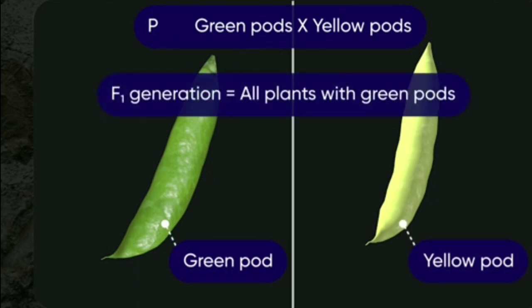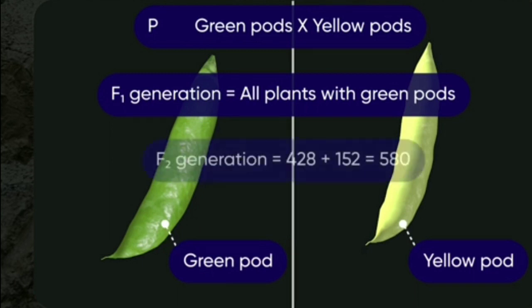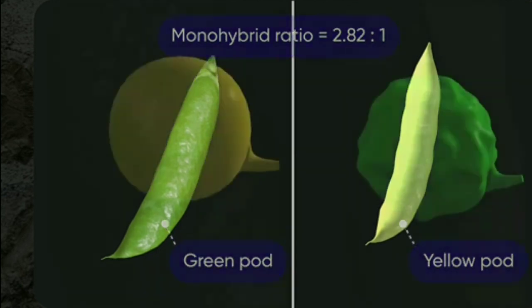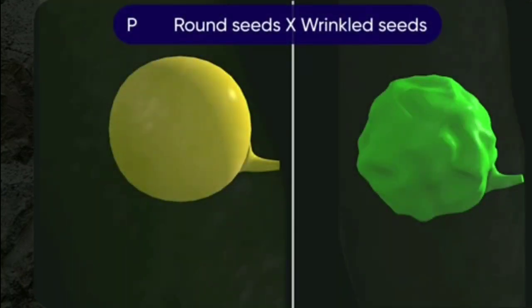When the parent generation, represented by P, comprising plants with green pods, were crossed with plants bearing yellow pods, the F1 generation were all plants with green pods. F2 generation had 428 plants with green pods and 152 plants with yellow pods. That is a total of 580 plants. The monohybrid ratio obtained was 2.82:1.